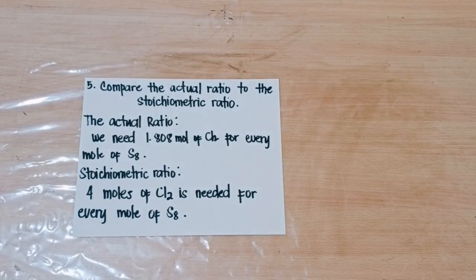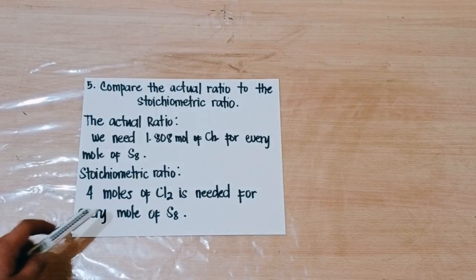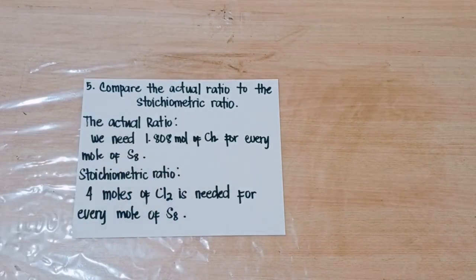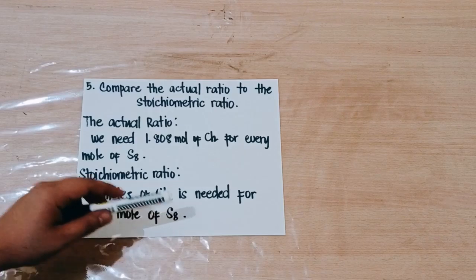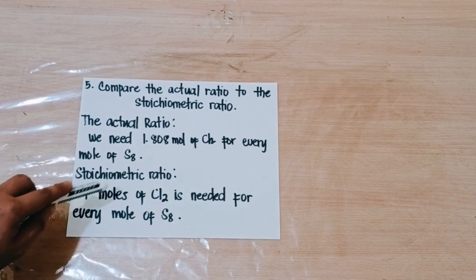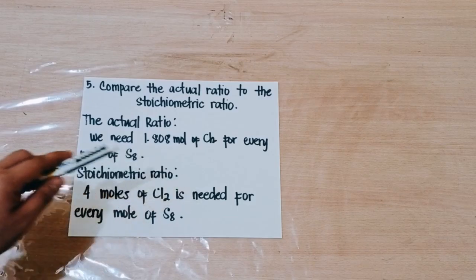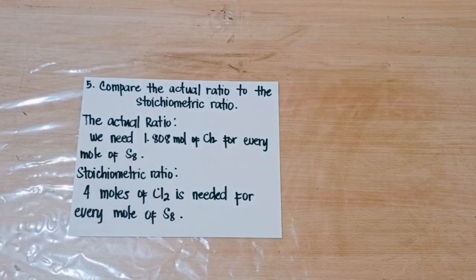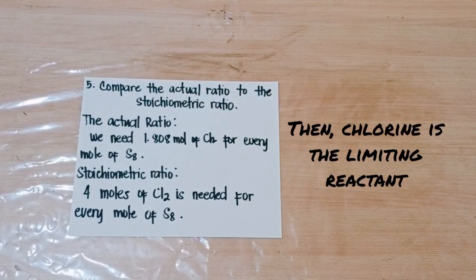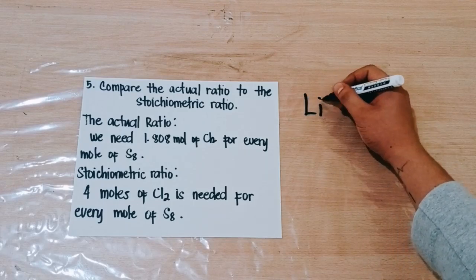Na kung saan, in this stoichiometric ratio naman, 4 moles of chlorine is needed for every mole of sulfur. Ibig sabihin, sa kada isang sulfur, kailangan natin ng 4 moles ng chlorine para magkaroon ng reaction. Since only 1.808 moles of the chlorine is actually available for every 1 mole of sulfur instead of 4 mole of chlorine required by the balanced chemical equation, then chlorine is the limiting reactant. Ngayon, base dito sa pagko-compare natin, ibig sabihin, ang limiting reactant natin pala.